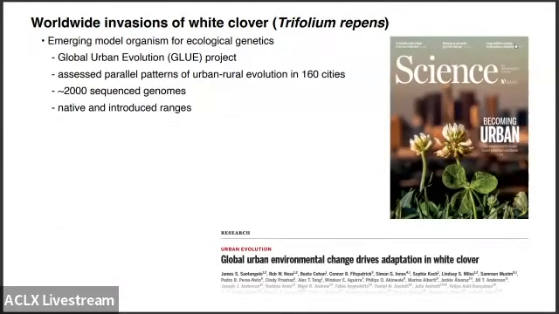And white clover is also an emerging model organism for ecological genetics, thanks in no small part to work by this Global Urban Evolution, or GLUE project, who had this paper earlier this year where they assessed parallel patterns of urban-rural evolution in 160 cities in white clover. And in doing this work, they resequenced approximately 2,000 white clover whole genomes across the native and invasive ranges.